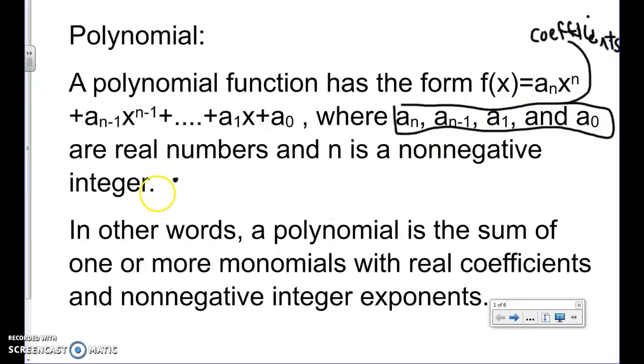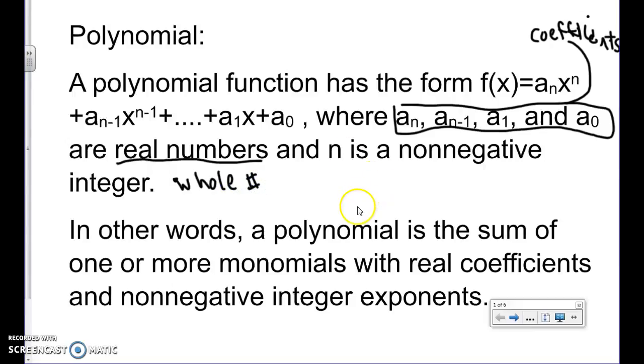Sorry about that, guys. Now, what we know about the coefficients is that they are real numbers. So that means any number that you guys know right now. And any of the n's are exponents, and they can be non-negative integers, which is a fancy way of saying that they are whole numbers.